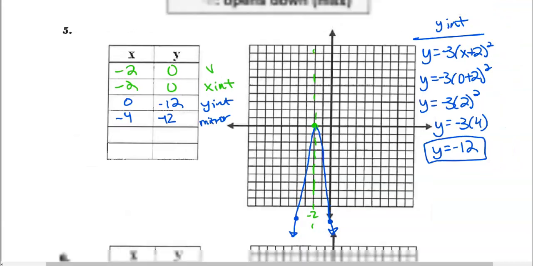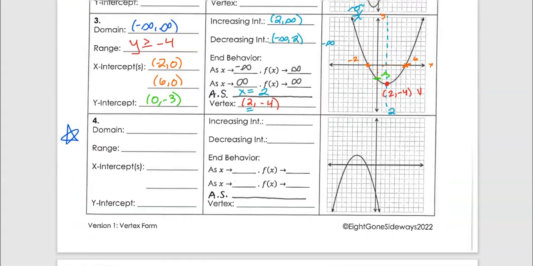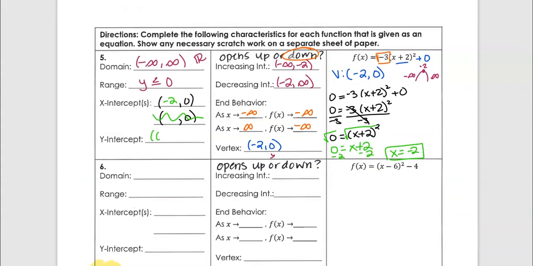All right, so 0, negative 12. Does it make sense it's opening down? Antonio, does it make sense? It makes sense because of that negative, right? Does it make sense that it was really skinny and long? What piece told us from the beginning, do you think, that it was going to be skinny and long?